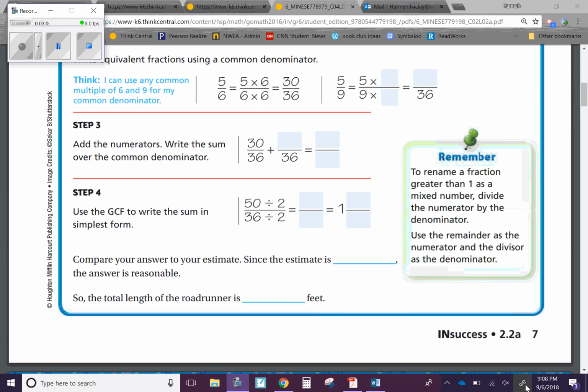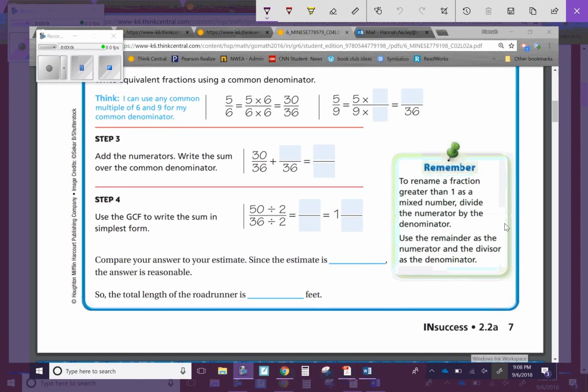Okay, now moving on to step 3. Step 3 is to add the numerators and then write the sum over the common denominators. So when we redid these fractions, we decided the numerators were 30 over 36. So we changed the first fraction to that, and then the second one we said was 20/36. So now we're going to add the numerators, which is that top number. So 30 plus 20 is 50. But then we write the sum over the common denominator. We do not add these denominators. We just keep that the same. So now we have 50/36.